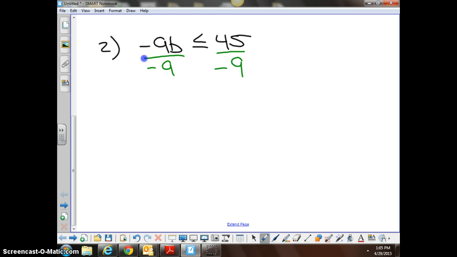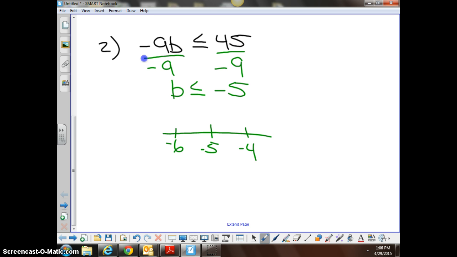So Madison, clean it up. What do you got? b is less than or equal to negative 5. And did you graph it? Yeah. Did you check your answer? And did it work? All right, so correct me if I'm wrong, Madison. You put a negative 5 here, you put a negative 4 here, and you put a negative 6 here like I want you to do.